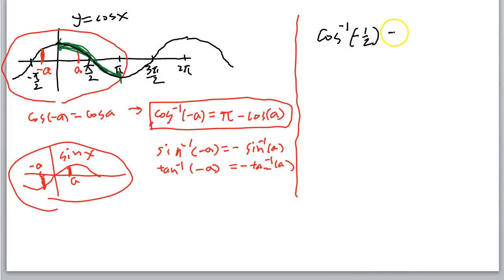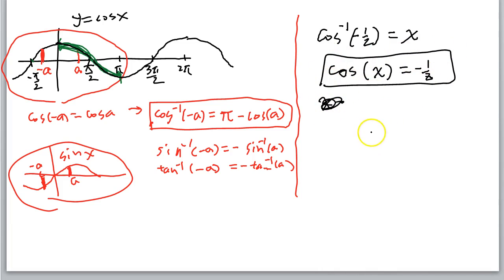Okay, step 1, what do we do? You set it equal to x, so that if you rewrite it in terms of the cosine, the input and output get switched, so you have cosine of x equal to negative 1/2. And therefore you have an equation for cosine of x, which should be solved using the graph from 0 to pi.